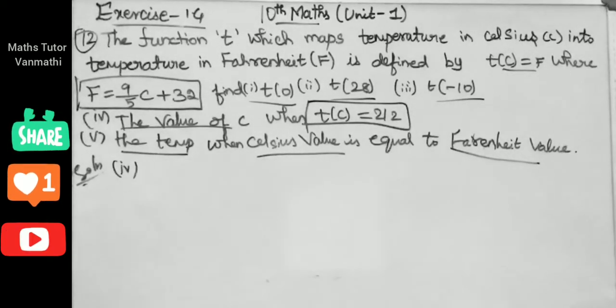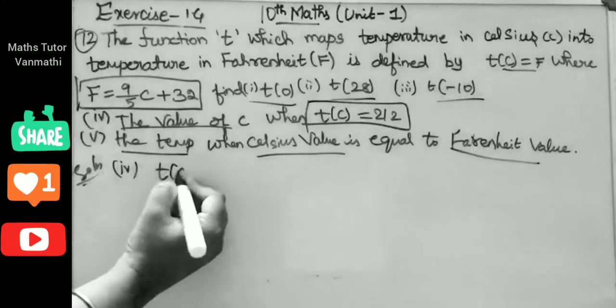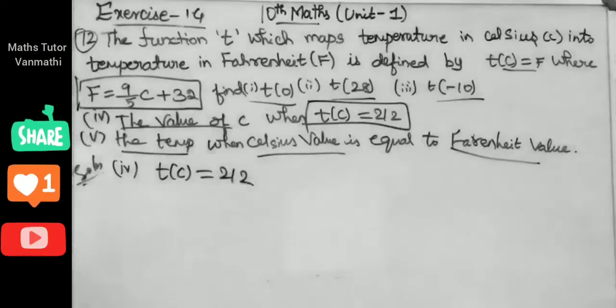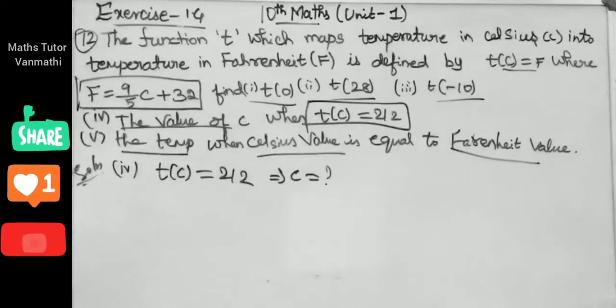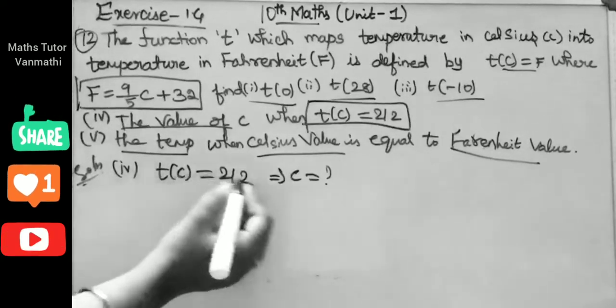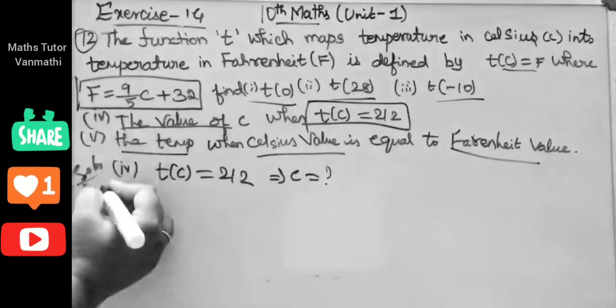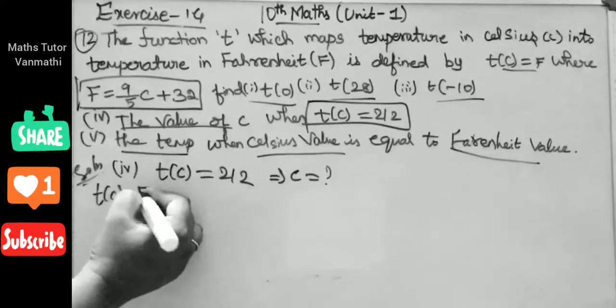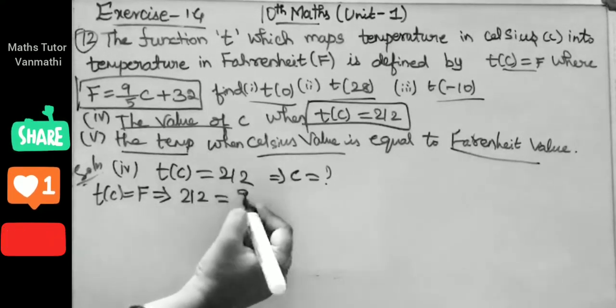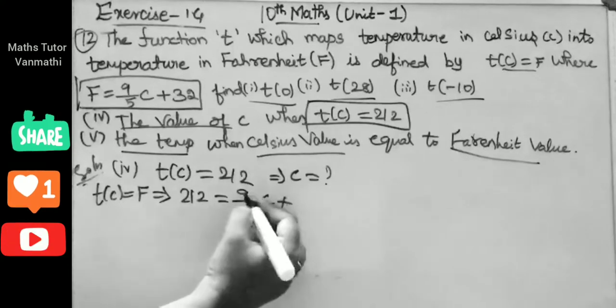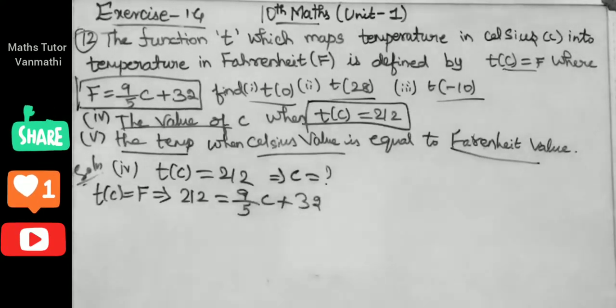Fourth subdivision is, what they have given is t of c equal to 212. From this we are going to find the c value. What is the given question? t of c equal to F, so which implies 212 equal to 9 by 5 into c plus 32.